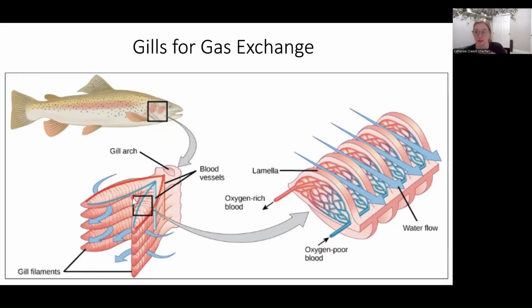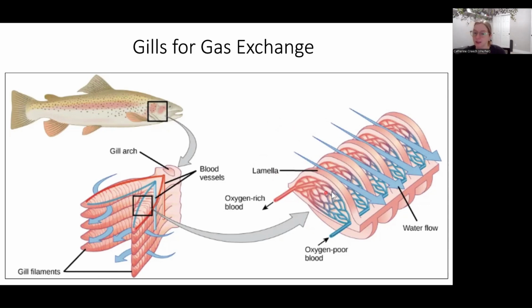These little filaments are stacked up on top of each other like a lot of little fringe. And if we were to look even closer, we would see that there's plates on these filaments. That's going to increase the surface area even more. Here we have oxygen-rich blood. Where's the oxygen coming from? It's coming from the water that flows through these plates. So lamella means plate. So as the oxygen moves through, oxygen is diffused in.